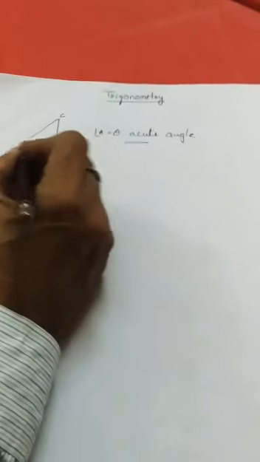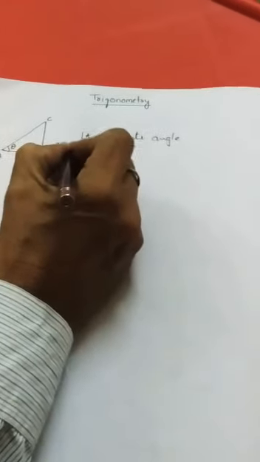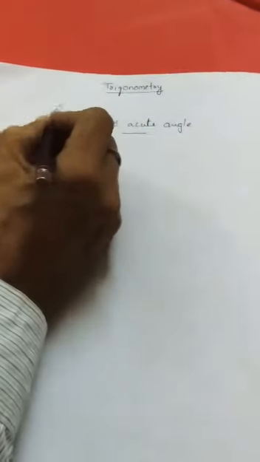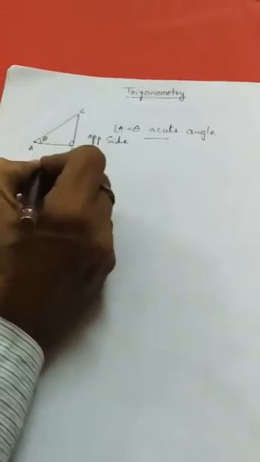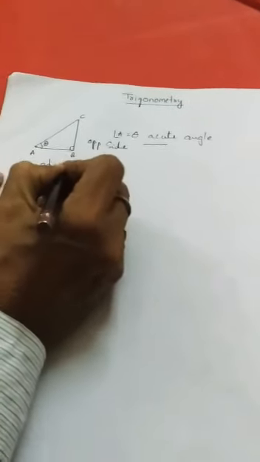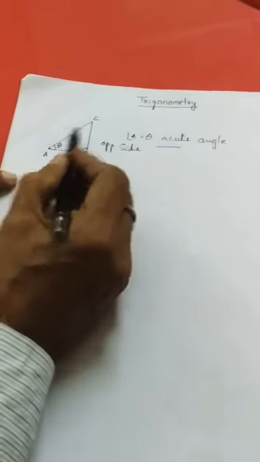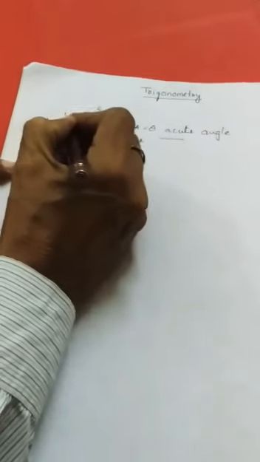Yesterday we discussed the right angle triangle where angle A is equal to theta, that is an acute angle. I am revising again. The side opposite to theta, this BC, is called the opposite side. The side AB which is adjacent to theta is called the adjacent side. And the side AC which is opposite to 90 degrees, we call the hypotenuse.